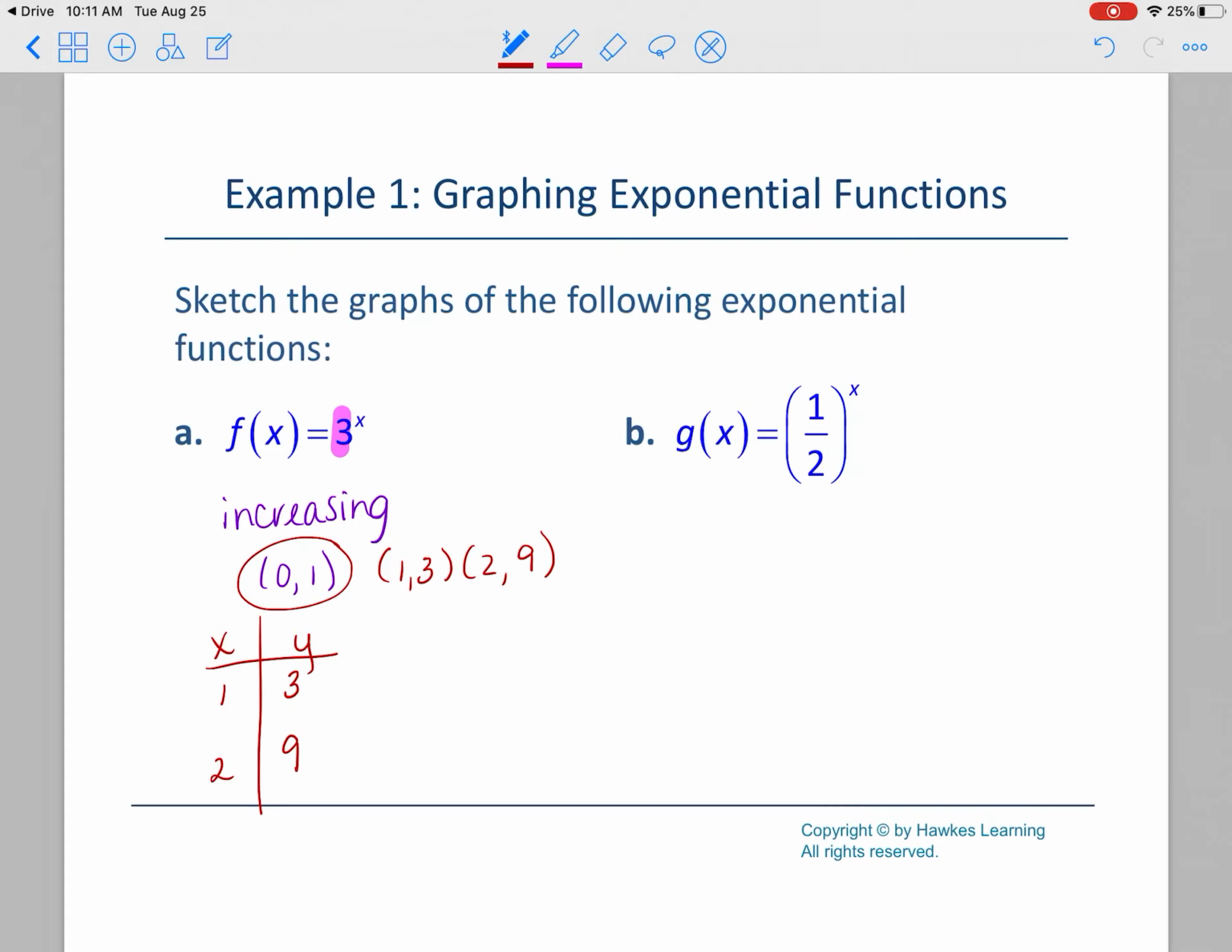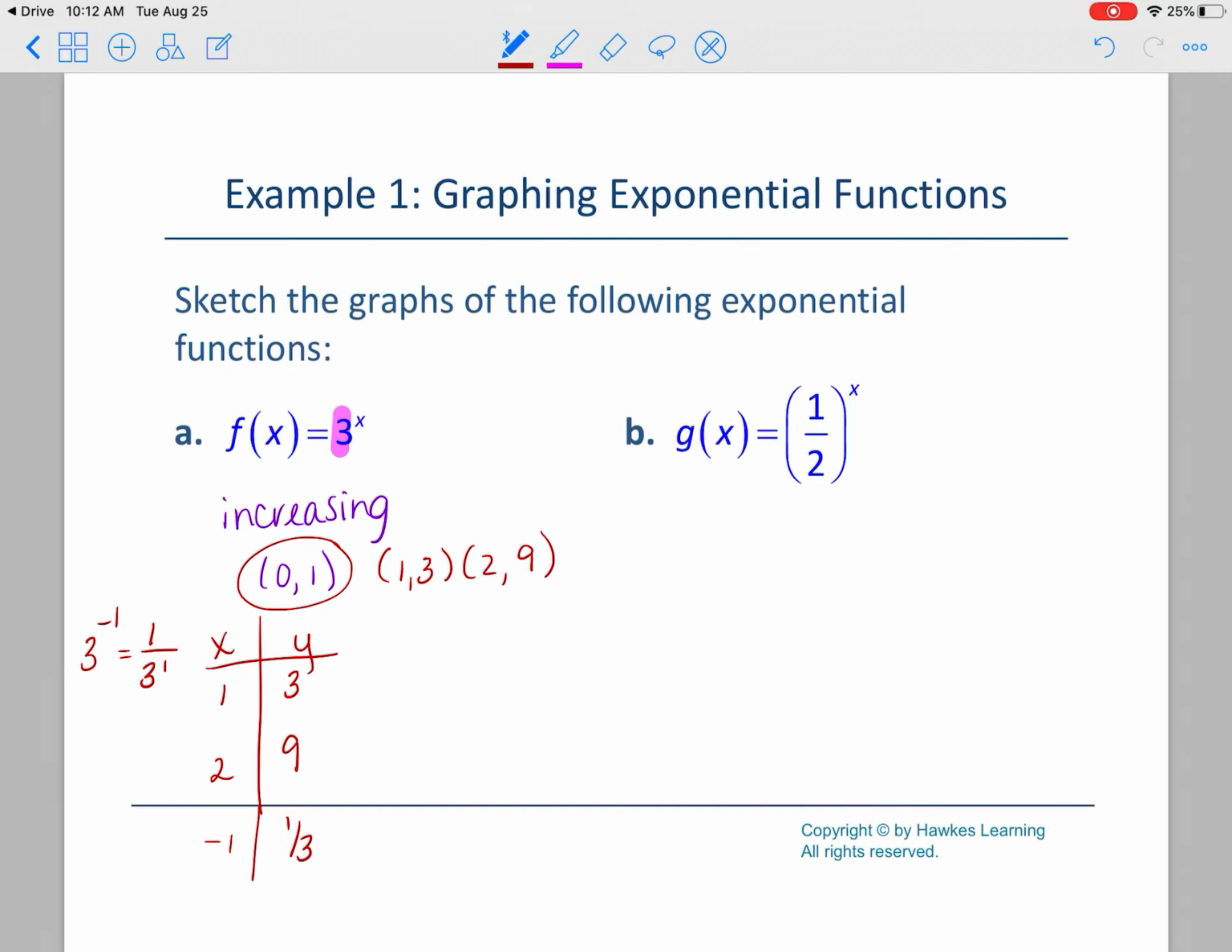Could I have plugged in 0? Yes. Well, we already did because we got the point 0, 1. Could I have plugged in negative numbers? Yeah, I could have plugged in -1. 3 to the negative first power. We know we can't have a negative exponent, so in order to get rid of it, it goes to the denominator. So it's going to give me 3 to the first in my denominator under 1. So that is just 1/3. So there again, I've got another point, -1, 1/3.